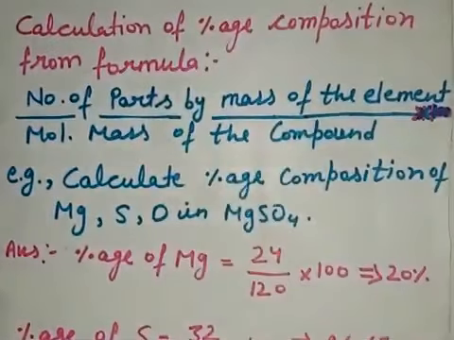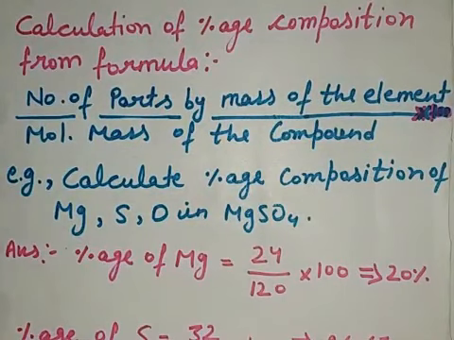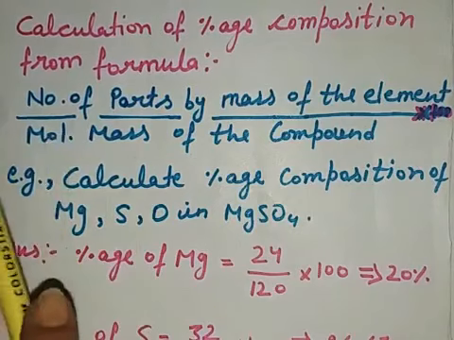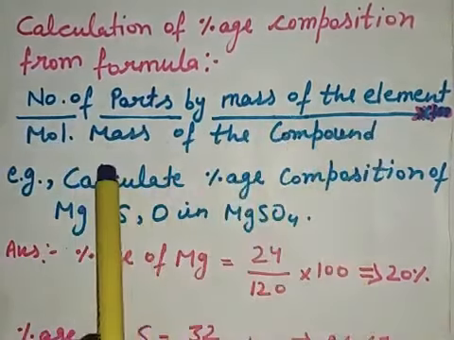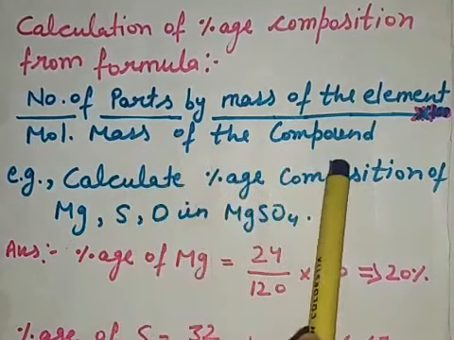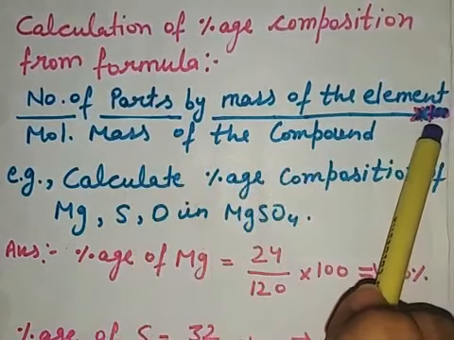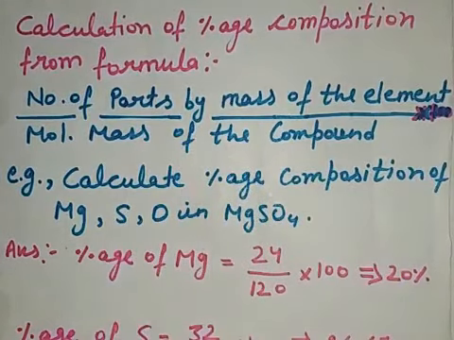Now we will move to the second topic, that is calculation of percentage composition from formula. So if we have to find out the percentage of an element in a compound, then we can find it easily with the help of this formula, and the formula is number of parts by mass of the element divided by molecular mass of the compound into 100. Now we will take one example.